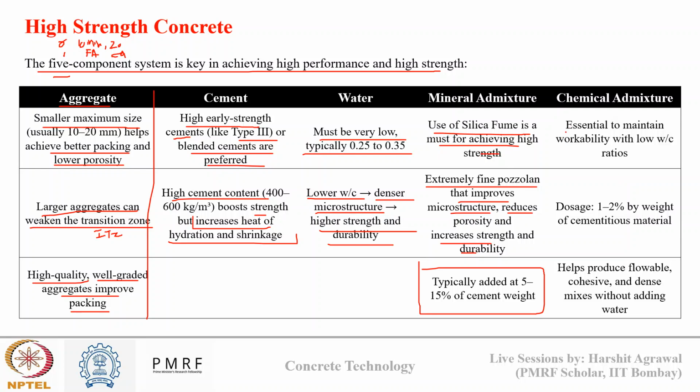Chemical admixture, again, is essential to maintain the workability with a low water to cement ratio. Its dosage can range from 1% to 2% by weight of cementitious material. And what is the use of chemical admixture? It helps us provide a flowable, cohesive, and dense mix without adding water. So these are the five key components of a high strength concrete mix.